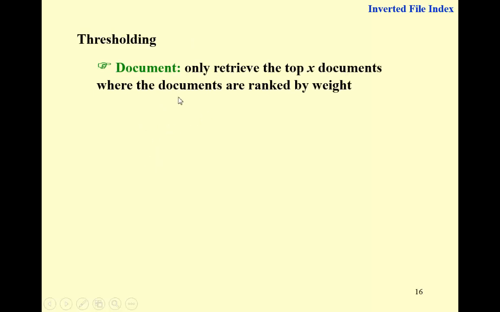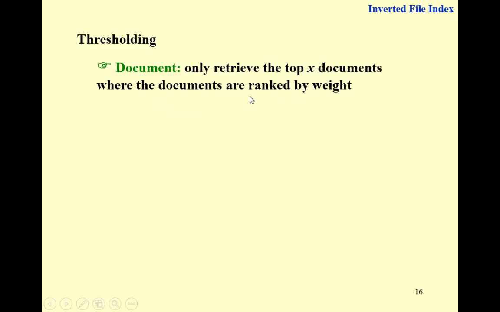We apply thresholding in two situations. One is the document. Instead of retrieving all the documents, we only retrieve the top X documents, where the documents are ranked by weight. And that X is a threshold. It's up to you to define.